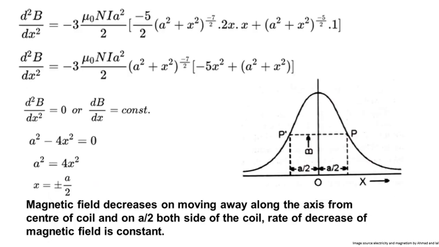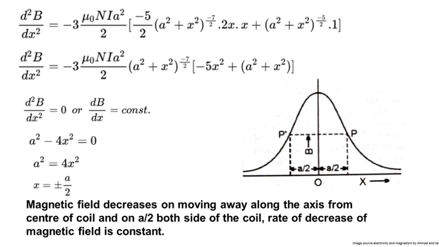Further differentiating the equation, d²B/dx² gives you minus 3 μ₀NIA²/2 [minus 5/2 (A² + x²)^(-7/2) into 2x into x plus (A² + x²)^(-5/2) into 1], and it gives you d²B/dx² equals minus 3 μ₀NIA²/2. Now we have taken (A² + x²)^(-7/2) as common. So inside the bracket it comes minus 5x² plus A² plus x².